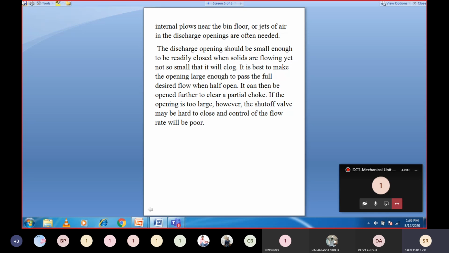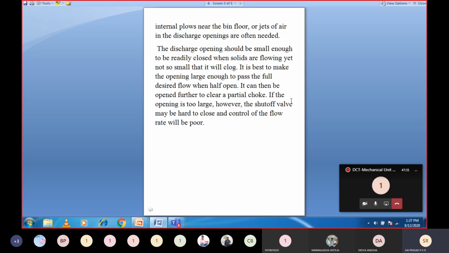So here, once you fix the m dot value, he says that in the design, once the valve is half open, it should contain m dot. That is the meaning of it. Not fully open. Once the valve is fully open, you get double m dot. So half open, you should get m dot. It can then be further opened clear to partial choke.